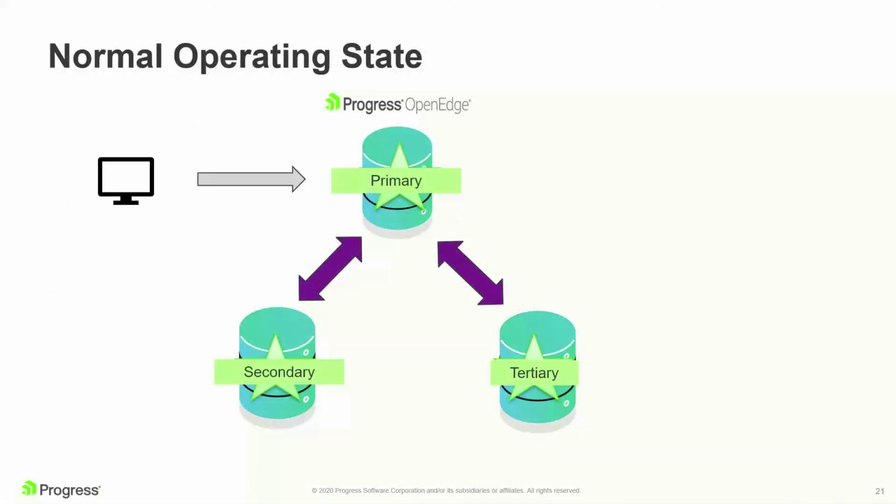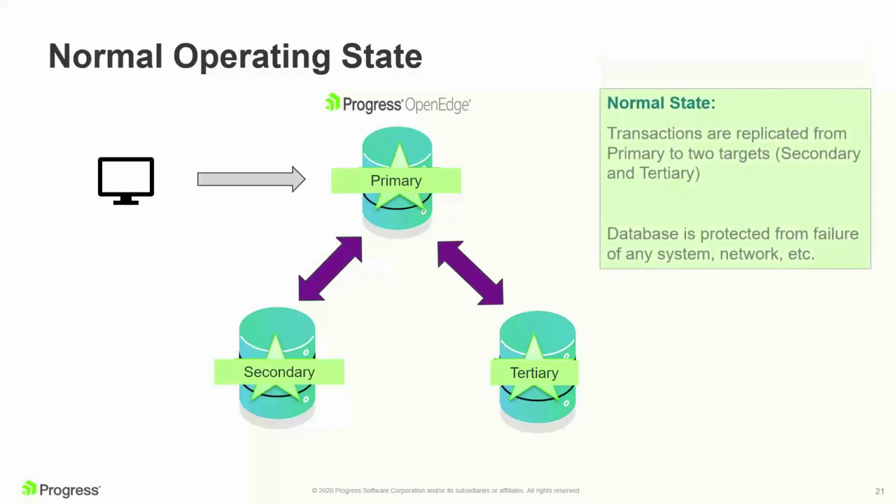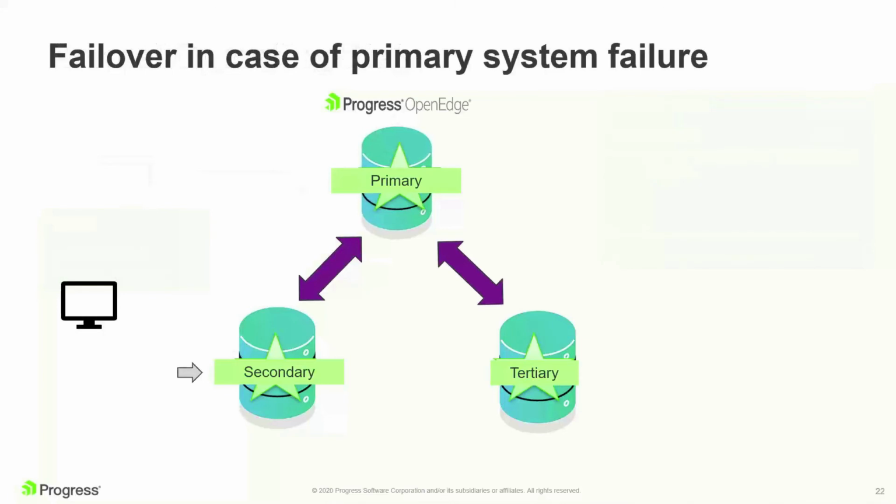Well, this diagram shows the normal operation state. Transactions are replicated continuously to the target or the targets. The user and app server agents are connected to the primary system. Now a failure occurs.